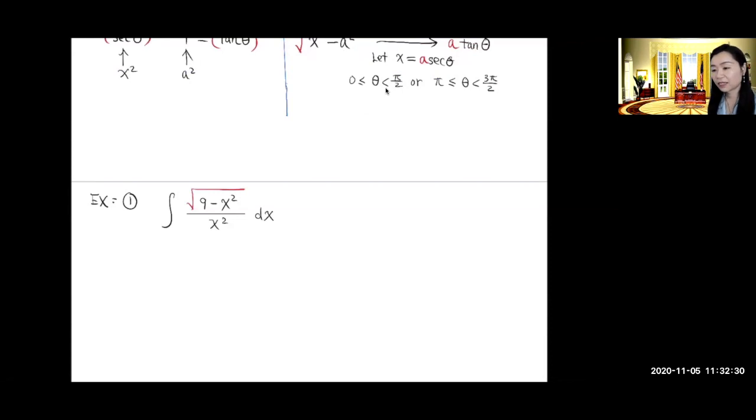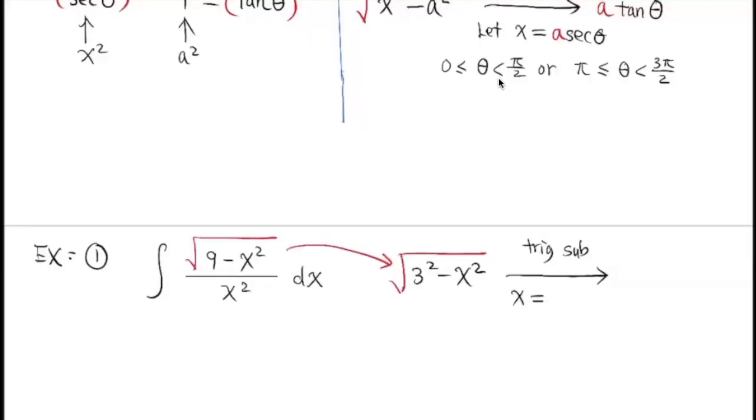So this one involved the form with the square root of 9 minus x squared. So we might want to use trig-sub, because this looks like the square root of 3 squared minus x squared. So I'm going to use trig-sub. What am I going to let x equal? 3 sine theta? Yes, 3 sine theta, right?